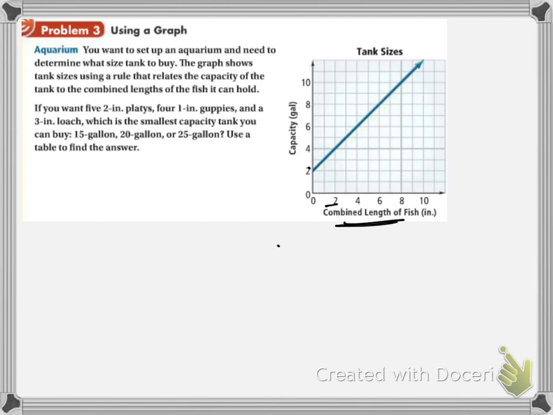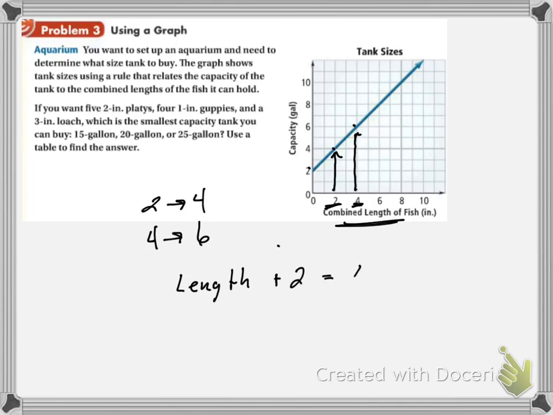But for 2 inches of fish, if you follow that up, you would need a 4-gallon tank. Okay, what about for 4 inches length of fish? Well, follow that up, you need a 6-gallon tank. So 4 inches equated to 6 gallons, 2 inches equated to 4. So if I'm looking for a pattern here, what are you doing? Well, length plus 2 equals gallons appears to be the correlation.